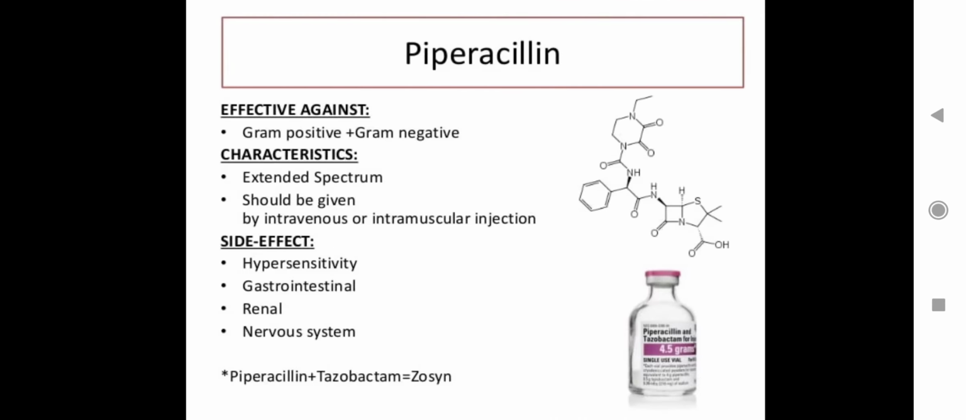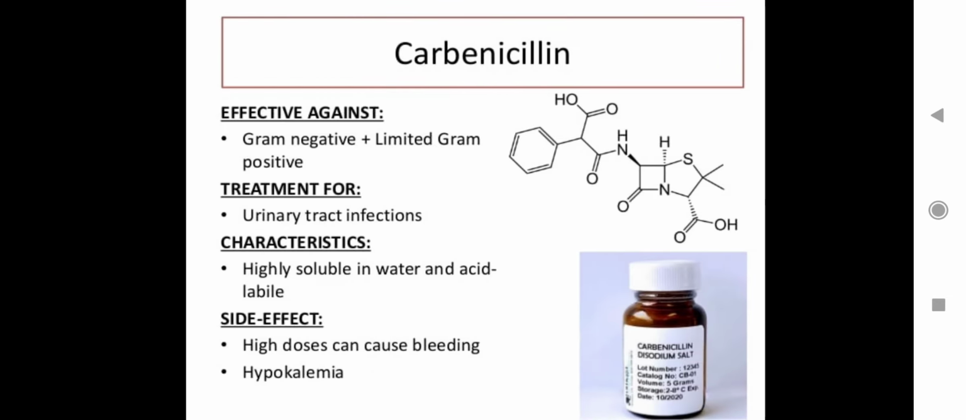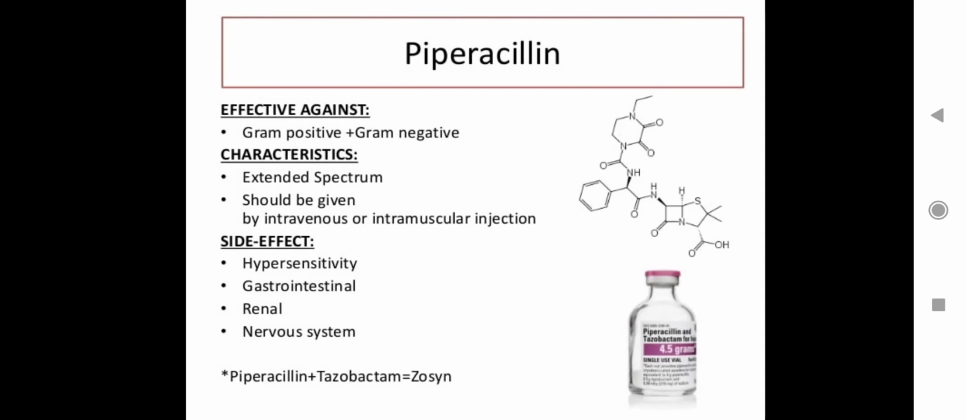Next come anti-pseudomonal penicillins, which include piperacillin, ticarcillin, and carbenicillin. Piperacillin is active against gram-positive and gram-negative bacteria, extended spectrum, and should be given by intravenous or intramuscular route. And piperacillin plus tazobactam, a beta lactamase inhibitor.